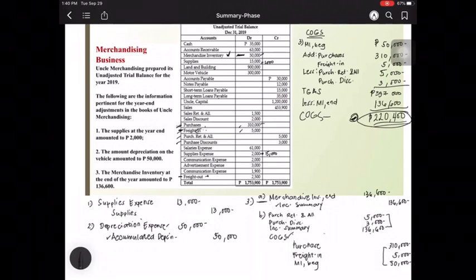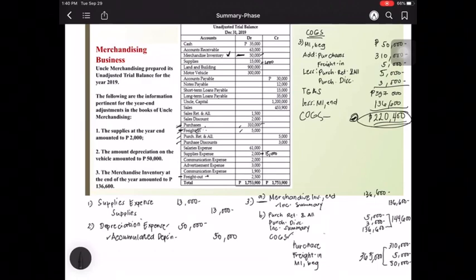So let's check if the computation is correct. All right, so the total debit side is 5,000 plus 3,000 plus 136,600. How much did you total? You should get 144,600. And your total credit side is 310,000 plus 5,000 plus 50,000. You should have computed 365,000.